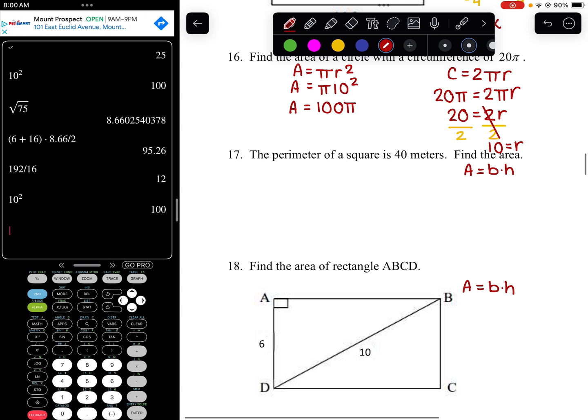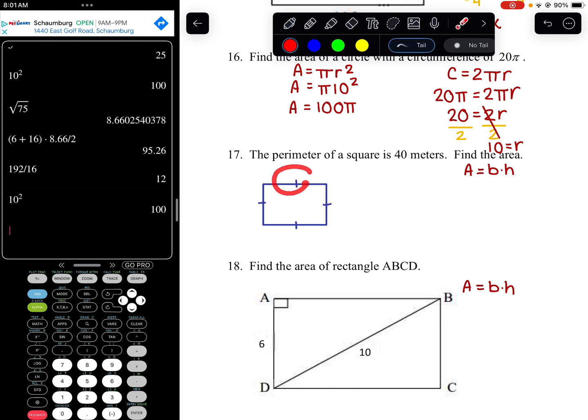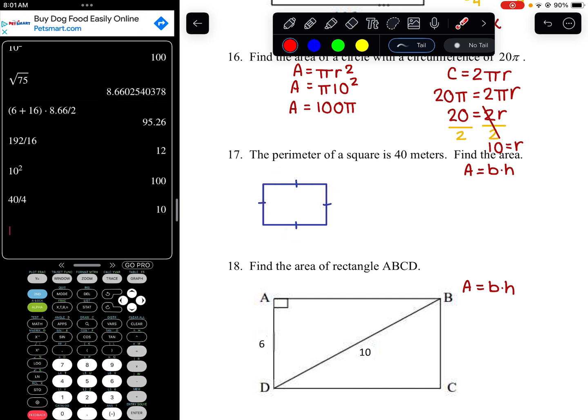This next problem says that you are looking at a square with a perimeter of 40. Remember, perimeter comes from adding up all 4 sides. If all 4 sides together make 40, we can take 40 and divide it or split it into 4 equal sides. When we split a total of 40 into 4 equal sides, it tells us that each side is 10.